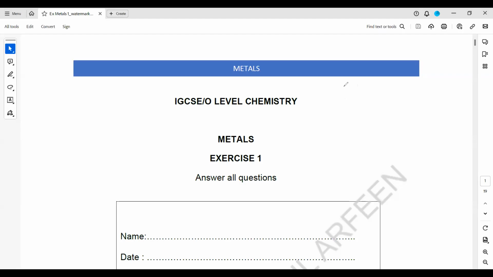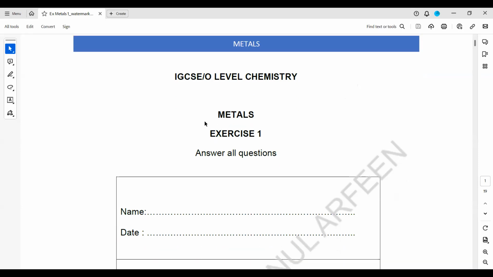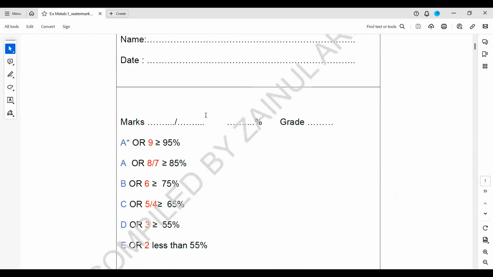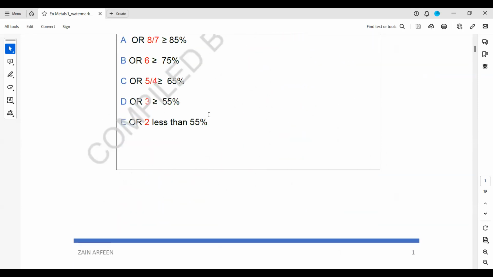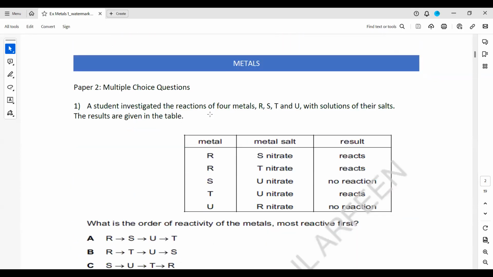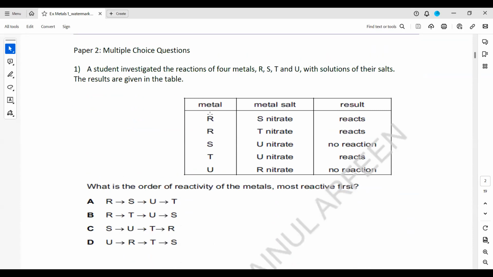So this one is exercise one of metals. All MCQs are there in this exercise, and you can also use the chat box to state the answer. I'll try to discuss at least half of this exercise. Multiple choice questions are there.